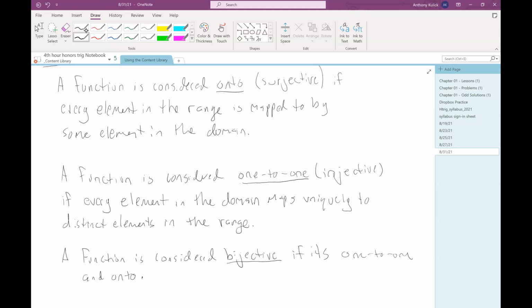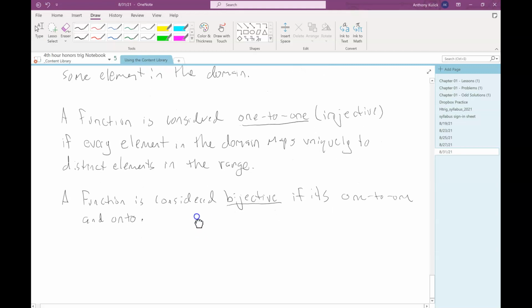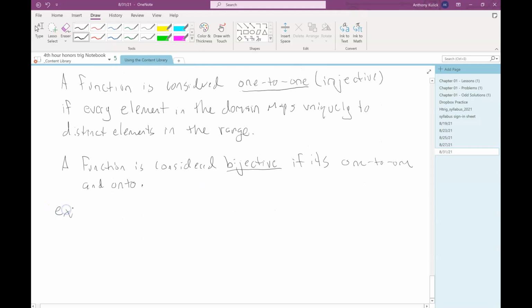In just a moment, we'll do a couple of examples to illustrate how you can look at a function and tell if it has any of these properties. We'll do a couple of mapping diagrams, and we'll do a couple of graphs. Okay? So let's say we have this mapping diagram.